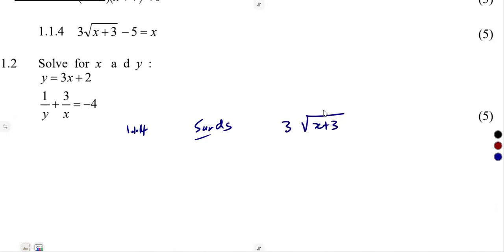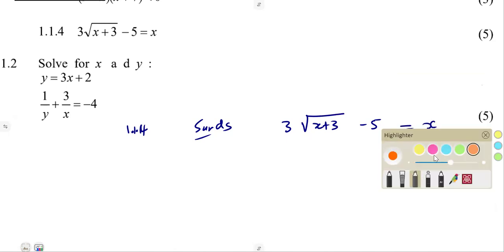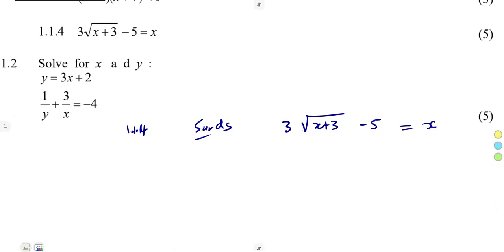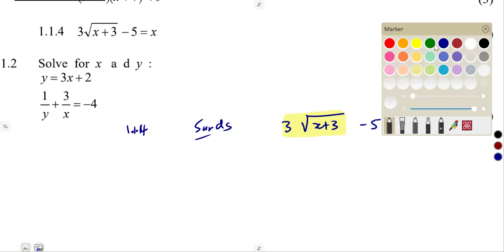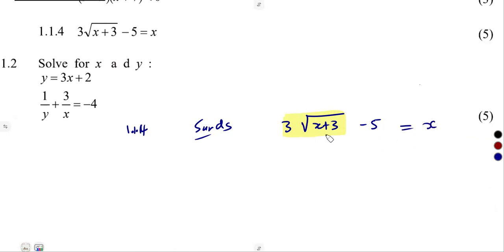x plus 3 minus 5, that is equal to x. So remember that what we need is to isolate or to make the square root the subject of the formula. But in our case, guys, we can see that there is a 3 which is multiplying the square root. So when it is a product, you can take it as a single term. So where you want to make the square root the subject, just work out this 3 square root of x plus 3. It's a single term when it is like this.